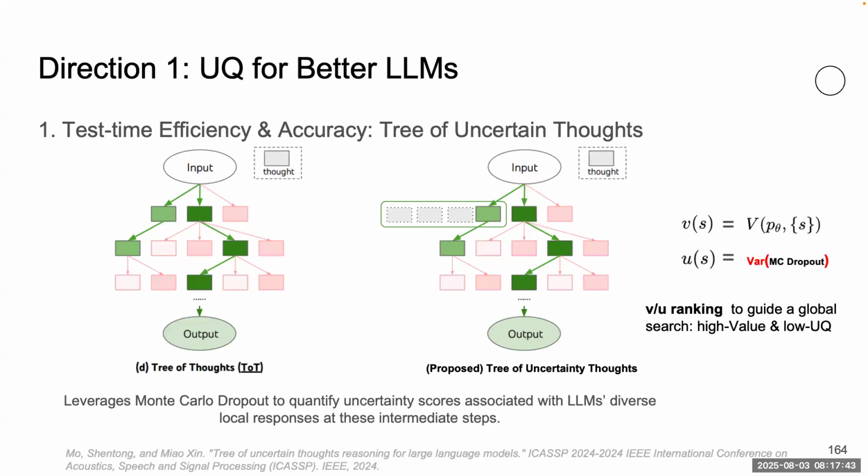This uncertainty metric is then combined with the standard values, and they use a term called UQ VU ranking, so it's value divided by uncertainty. If there is high uncertainty, the VU ranking is lower. It can be used in either depth-first or breadth-first search, favoring the paths that have both high value and low uncertainty if you're using this V divided by U metric.